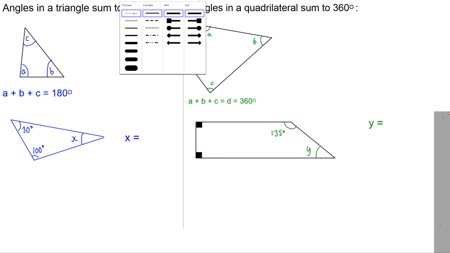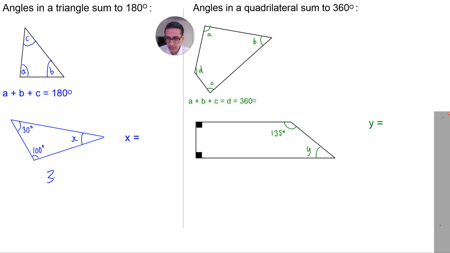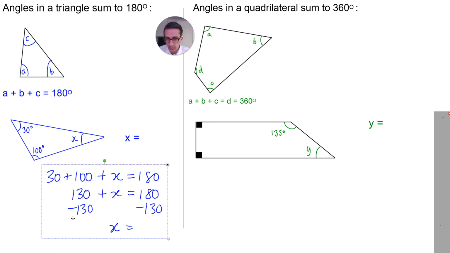So in this case, we know 30 plus 100 plus x equals 180. Collect the like terms together, so it's 130 plus x equals 180. And then take away 130, take away 130. So x equals 50 degrees.